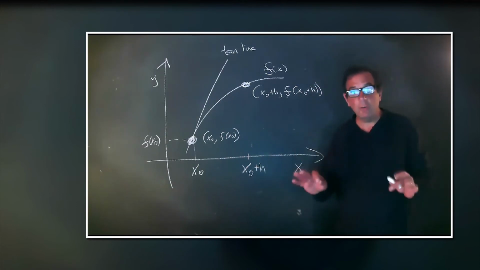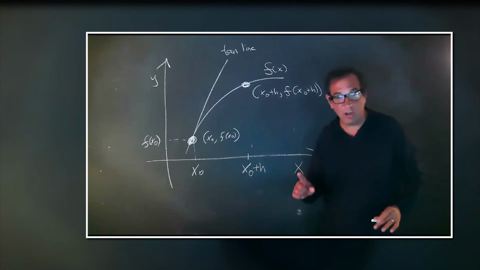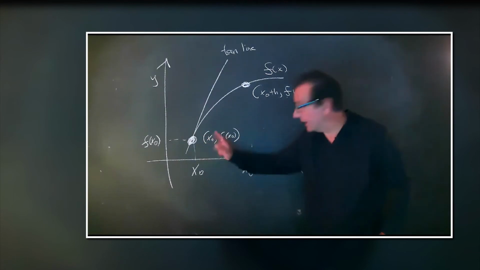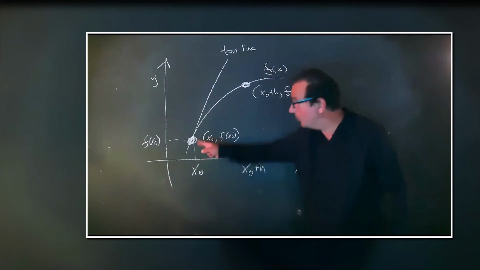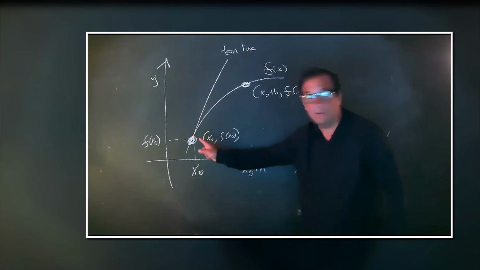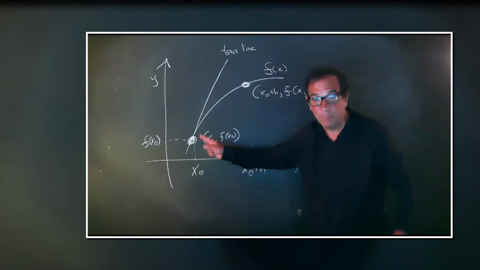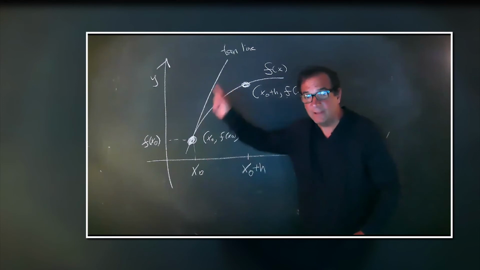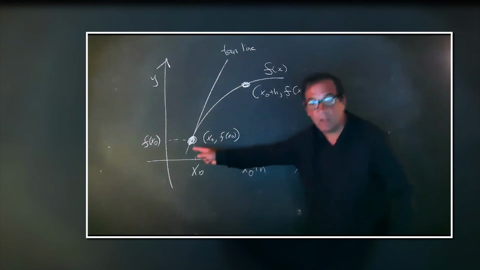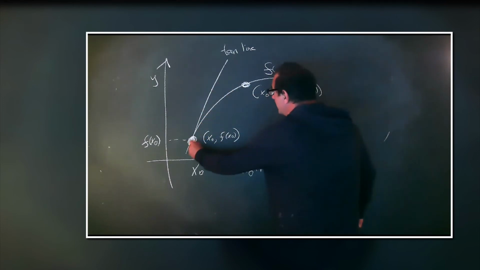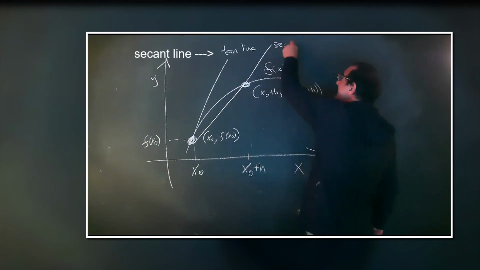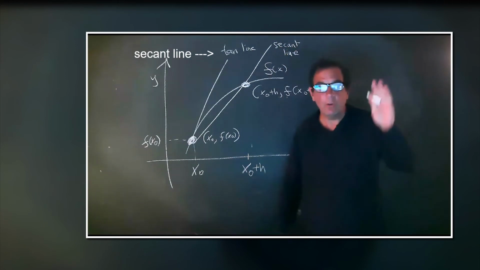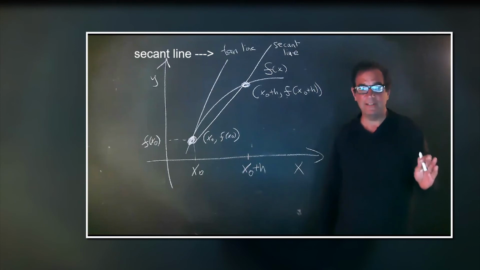Well, what we can do with that second point now is construct a line from the original point. And remember, this is where we want to find the slope. We want to find the slope of this tangent line, which will give us the slope of the curve at this point. But as I said, we only have 1 point on the tangent line. So we'll construct a new line between these 2 points. Well, this new line has a name called the secant line.